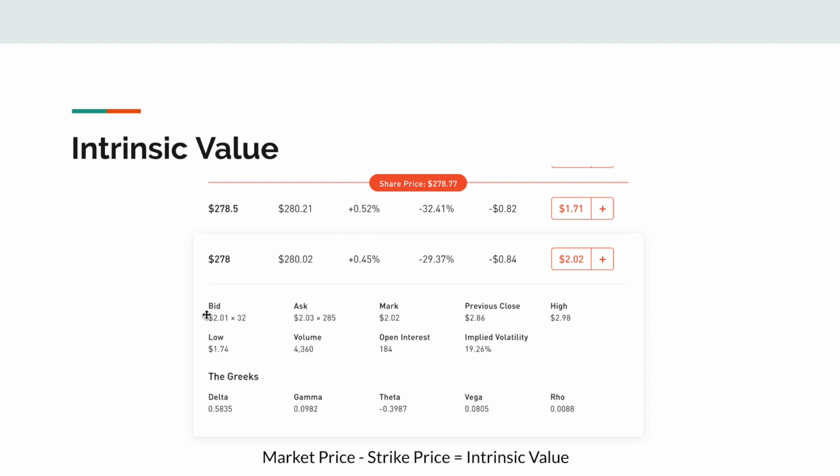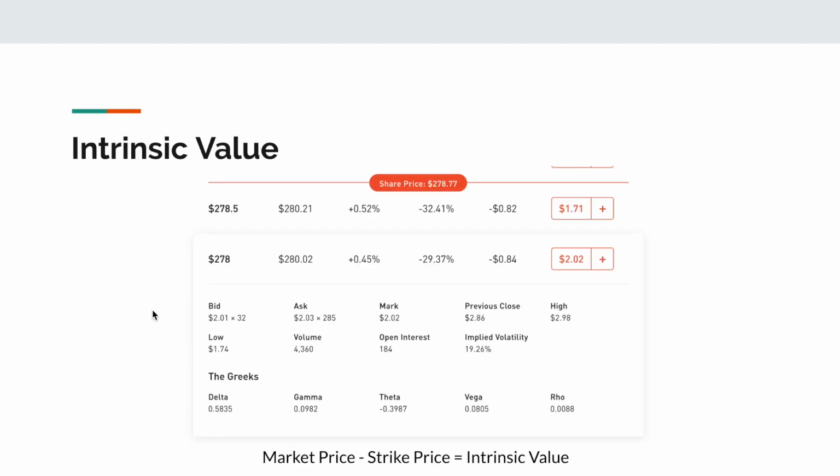So intrinsic value is pretty simple. It's just the market price minus the strike price. If the option is in the money, it's going to be positive. If the option is out of the money, it's going to be zero. You're never going to lose more than you put in. You don't have to worry about losing 300 when you only bought the premium for 100.